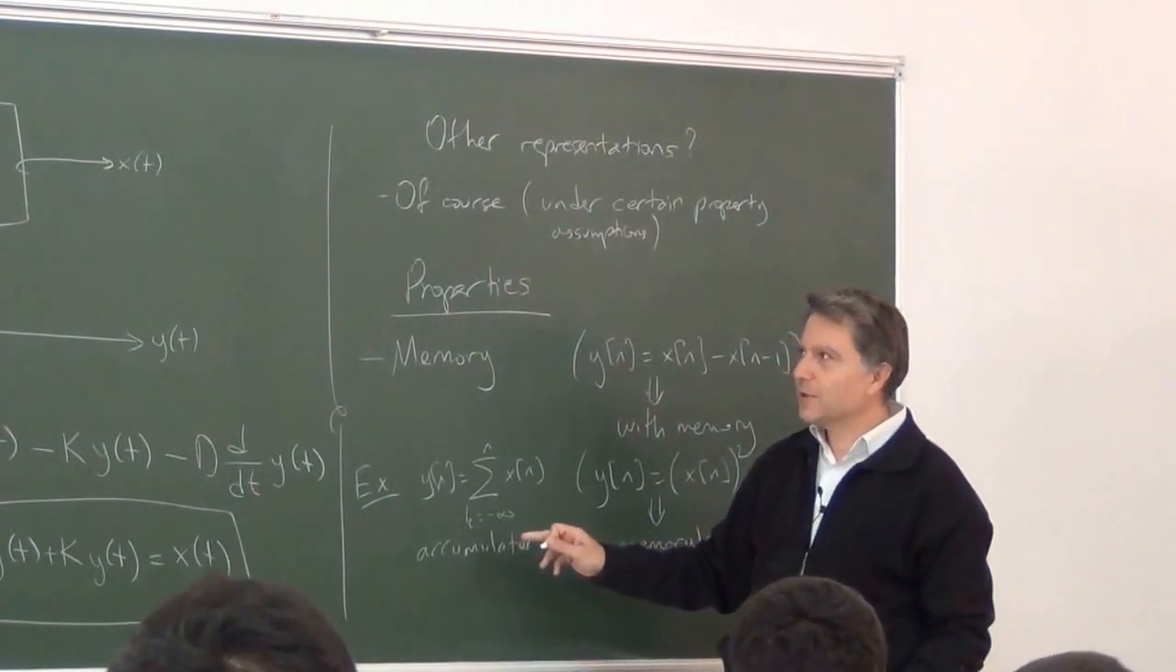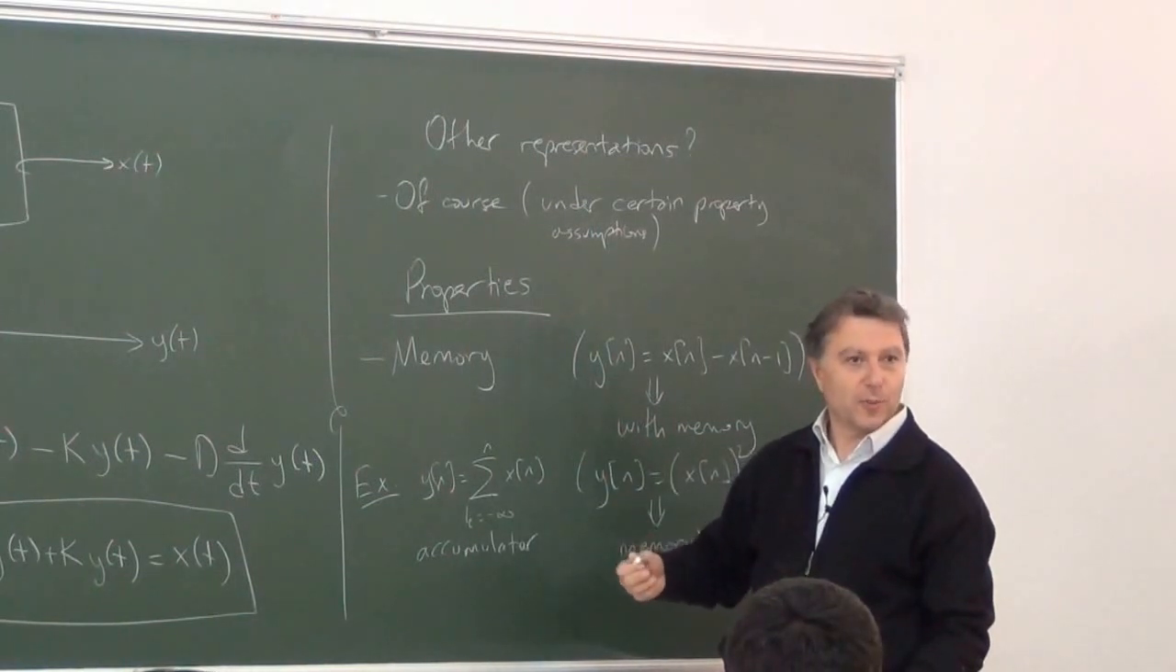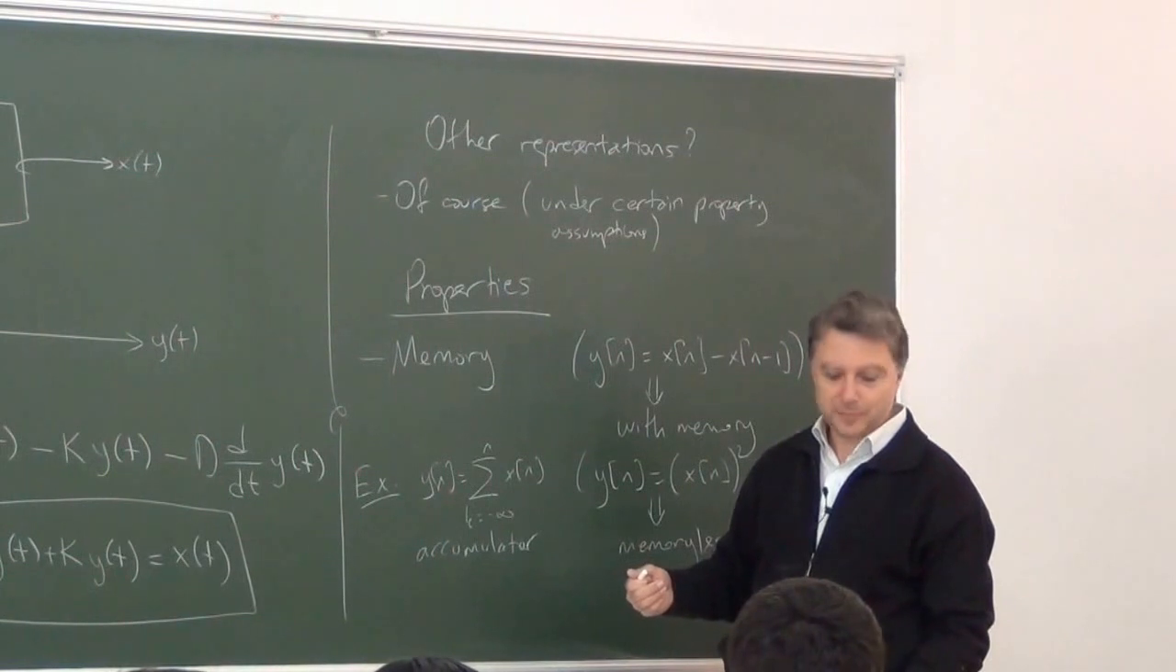In continuous time, for example, we do have one accumulator-behaving component, circuit component, or electronics component. What is that?